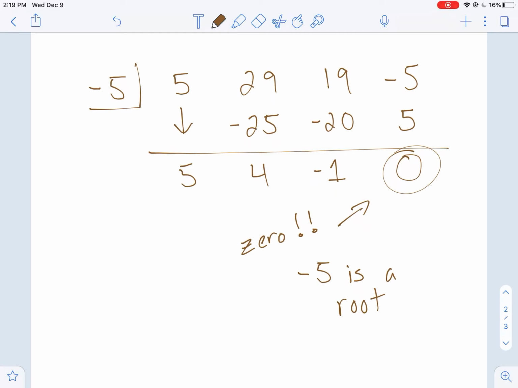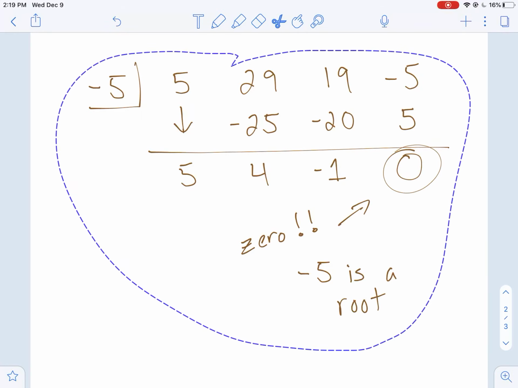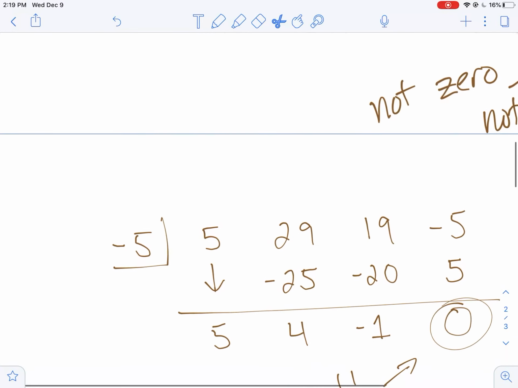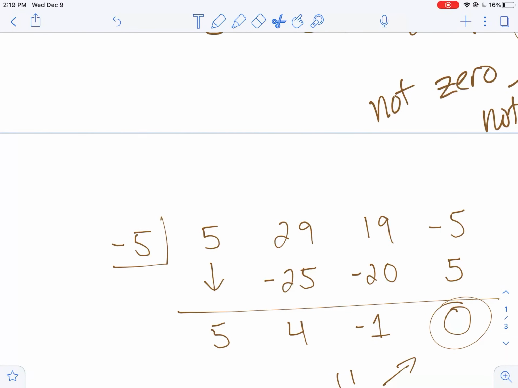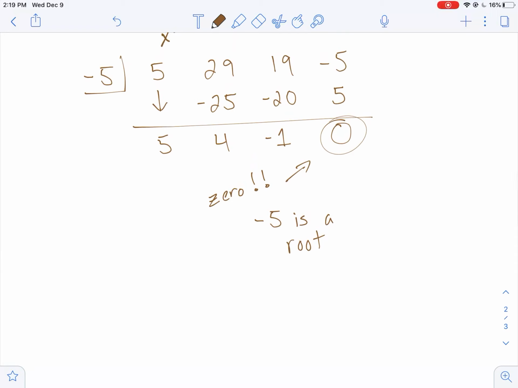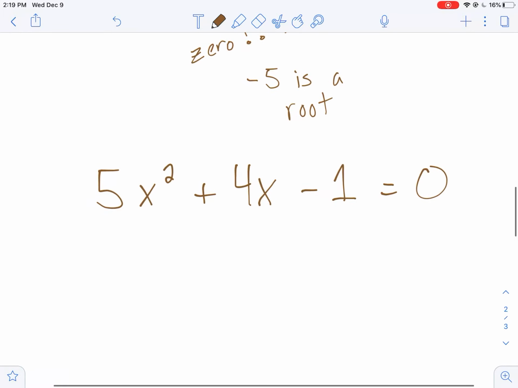So what you could do is you could do out the rest of them using synthetic division. However, here's a nice way to get those final 2 roots. Once you find one, right? We started out with x to the 3rd, right? Since we've factored this out a bit, this is what we're left with: 5x squared plus 4x minus 1. I'm going to set this to equal 0, and then I'm going to factor this out.